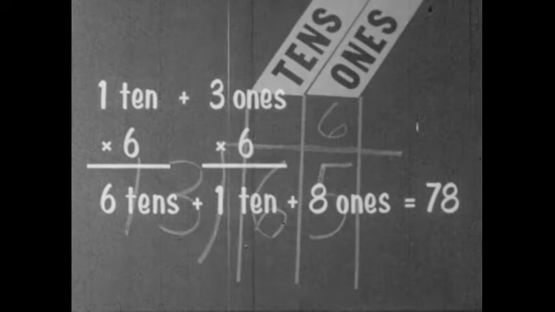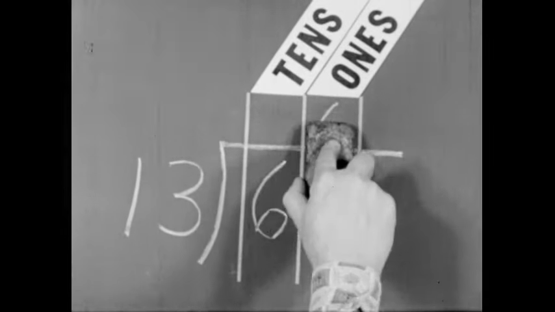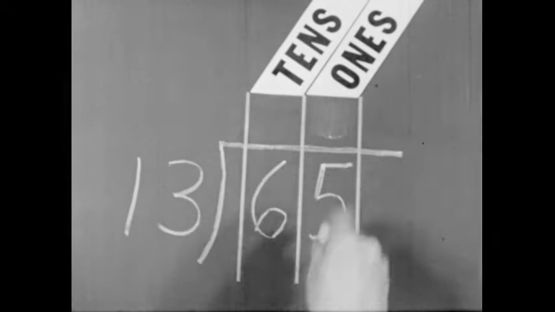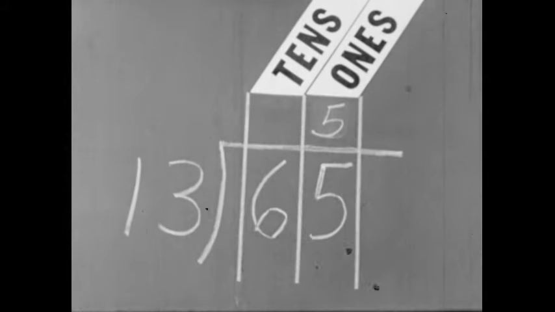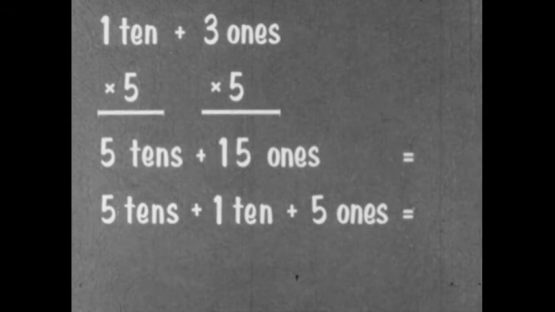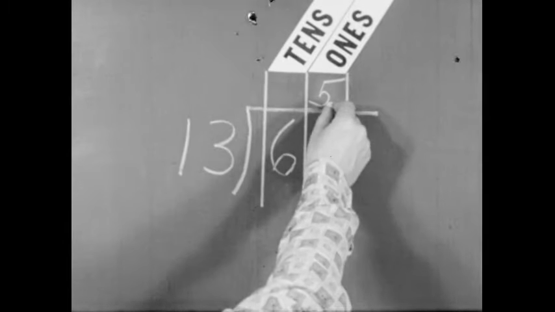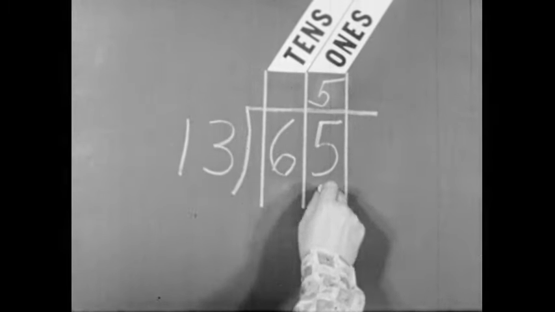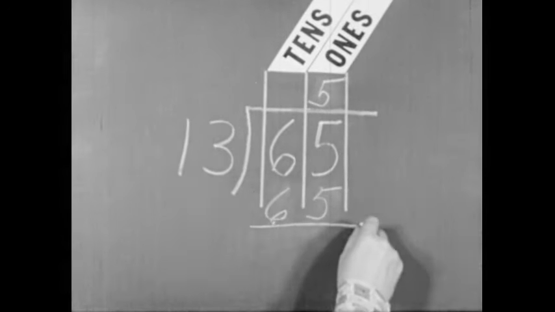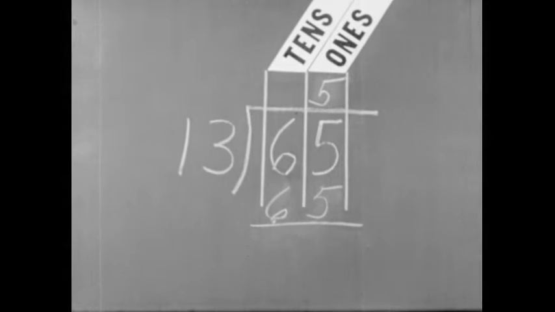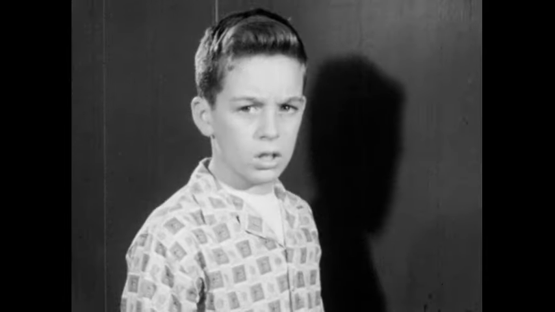But 78 is larger than the dividend 65, so 6 is not the true quotient. That's right. Try 5. 5 times 13 equals 65. Since 65 is our dividend, 5 is our true quotient. 5 13s, or 5 groups of 13 ones, equal 65 ones. Very good. Now let's look at the problem that's been giving you trouble.